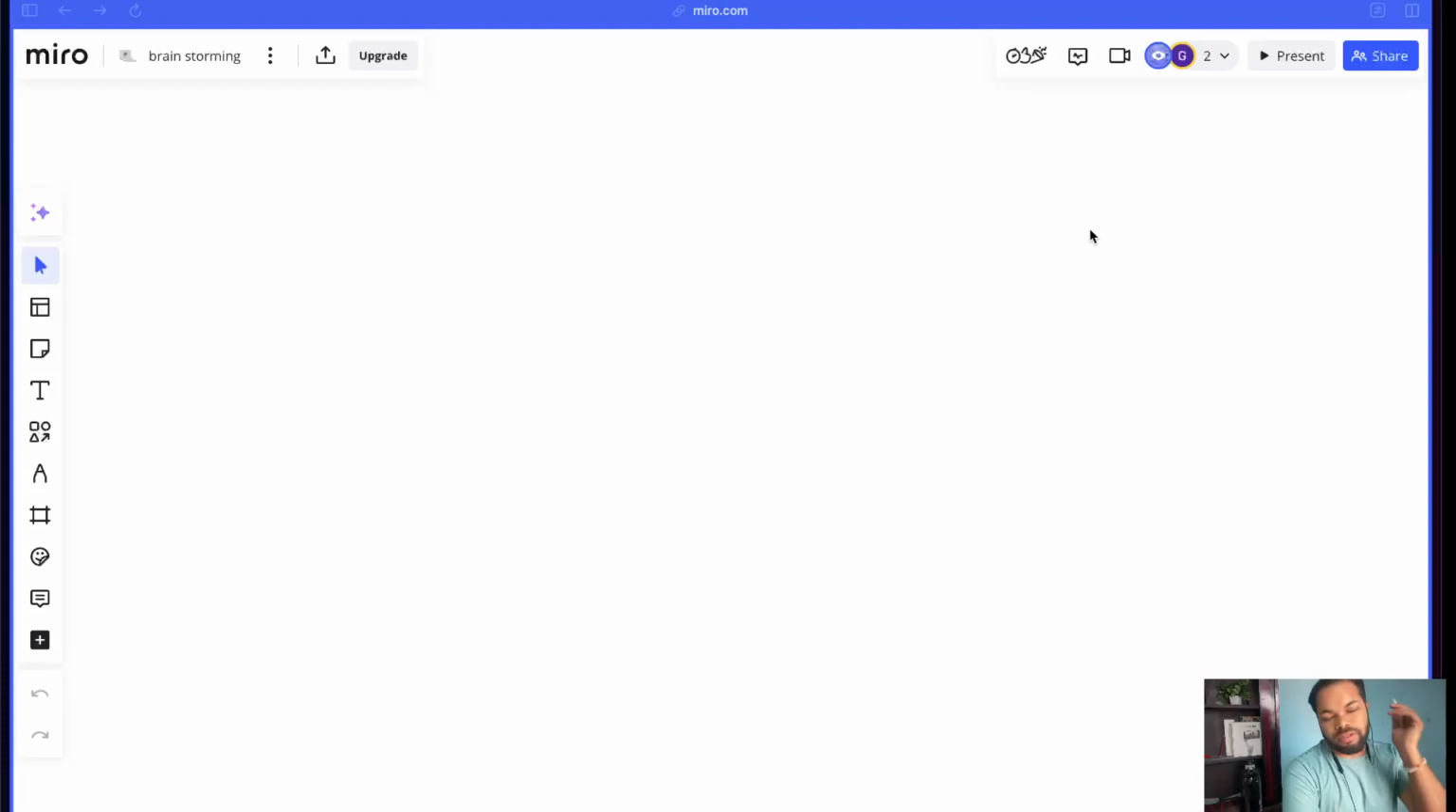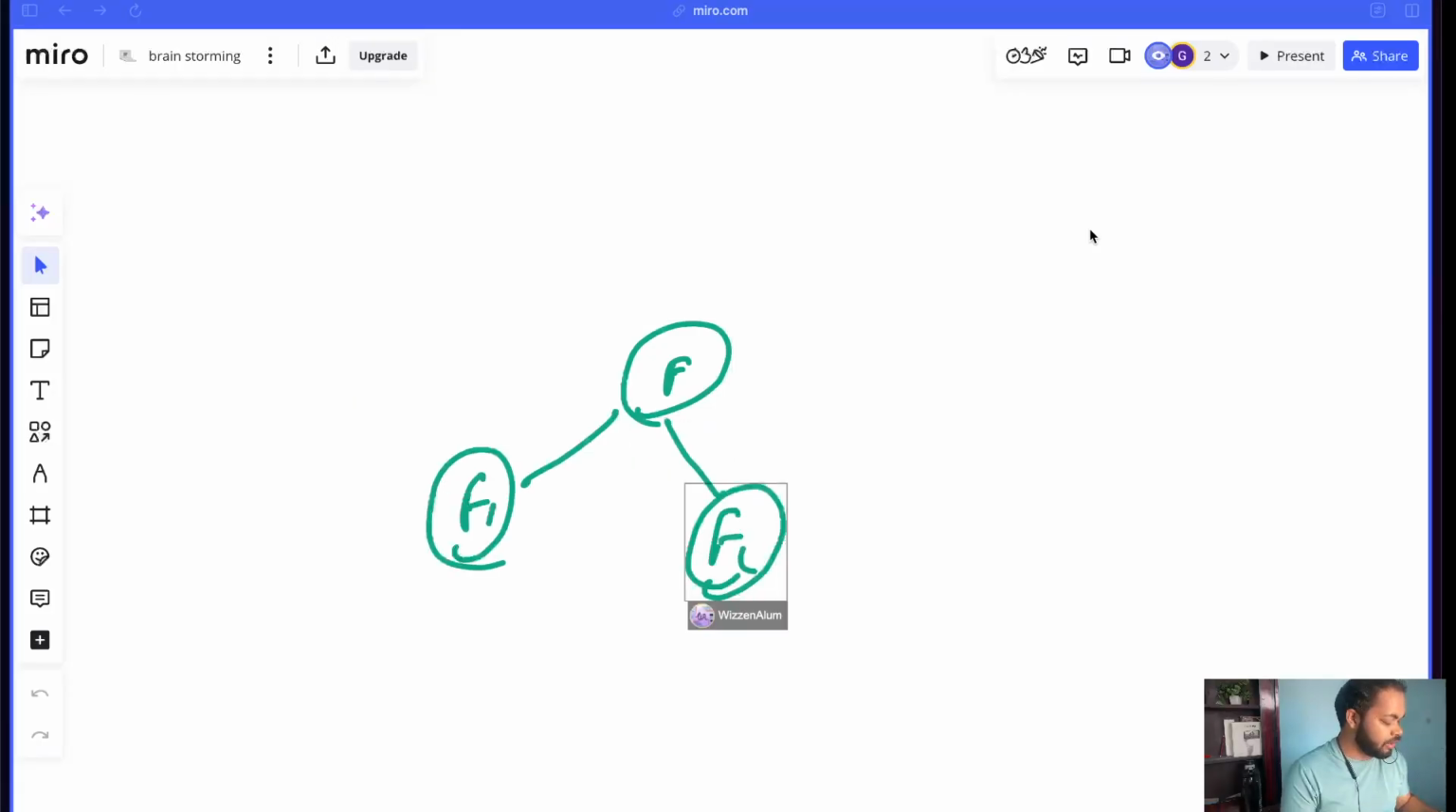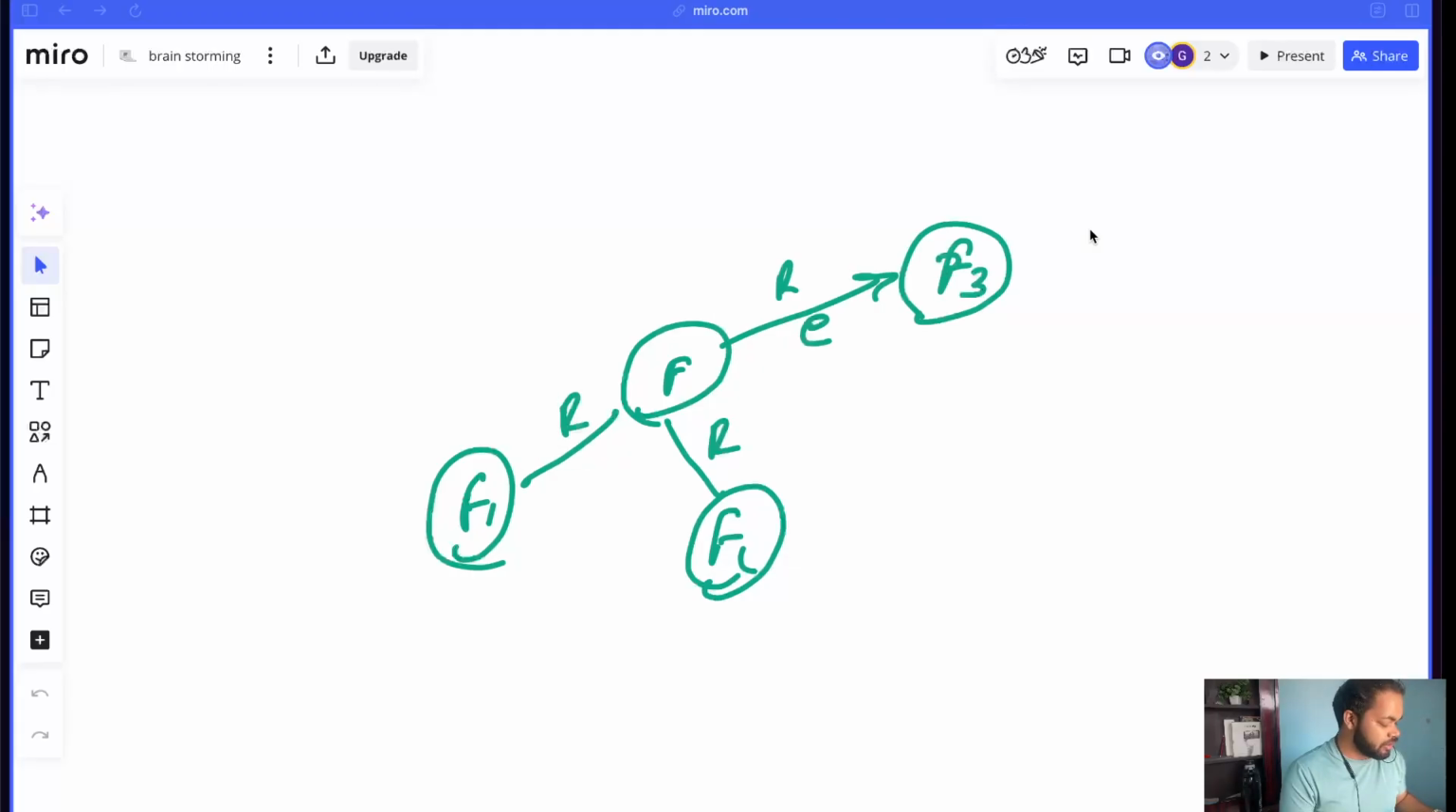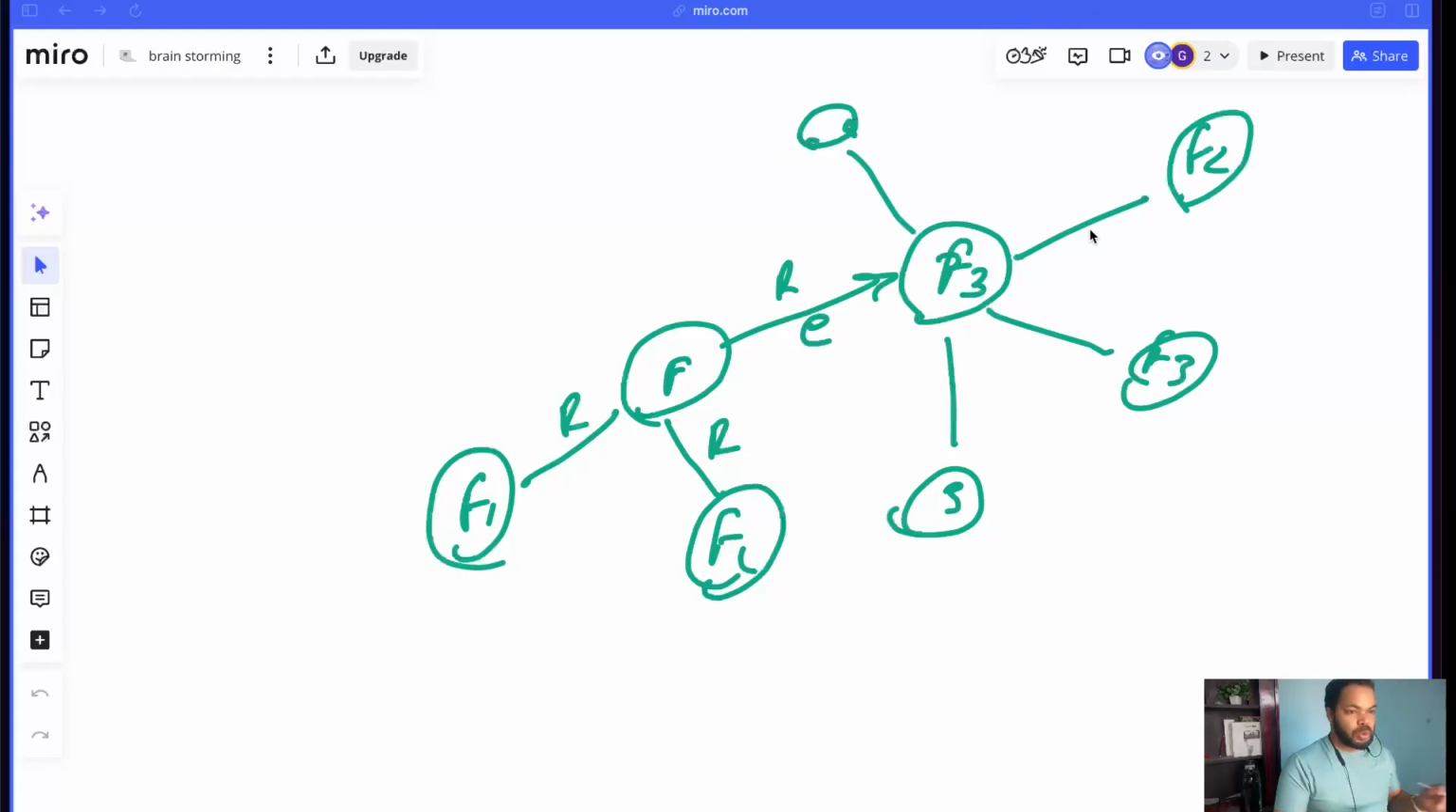Like if you talk about friends' relationships, a friend is a node and a relationship is an edge. Based on relationships, one friend can have f1, f2, and f3, and these are the relationships. So these are the edges, and these friends can also have some other friends, like f4. So this is a graph. This way the graph spans. There is no limitation to how many nodes and how many edges.